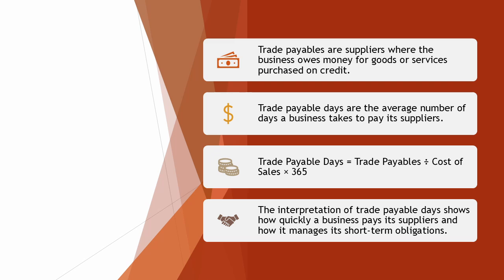Trade payable days are the average number of days a business takes to pay its suppliers. It is calculated by dividing trade payables by cost of sales and multiplying by 365. The interpretation of trade payable days shows how quickly a business pays its suppliers and how it manages its short-term obligations.